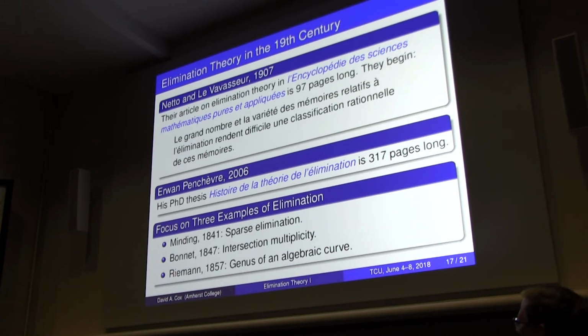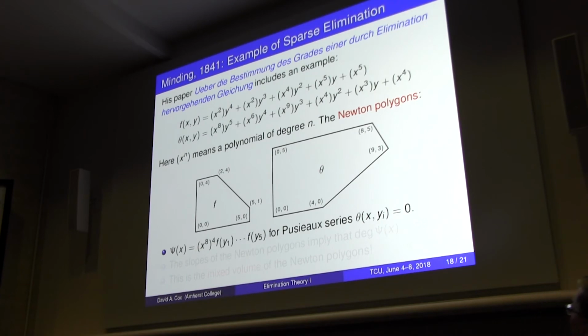Riemann, on the other hand, I'm going to give just a little tiny bit from his paper on the genus of an algebraic curve, where Riemann was simply a user of resultants. He just needed to do some elimination theory, and we'll talk about what he needed to do. So to start with Minding, this is the paper on the determination of the degree of an equation found through elimination. This is typical German that piles things on.